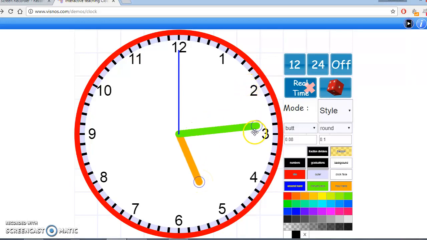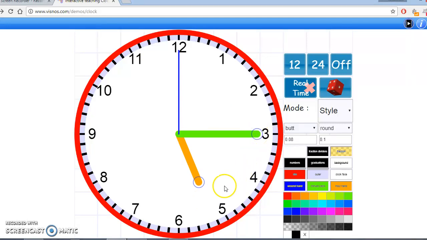When we get round to the 3, you might notice this is a quarter of the clock. We've gone round a quarter of the clock already. So we can say quarter past. It is still 15 minutes, 5, 10, 15 minutes past 5, but we can say quarter past 5.